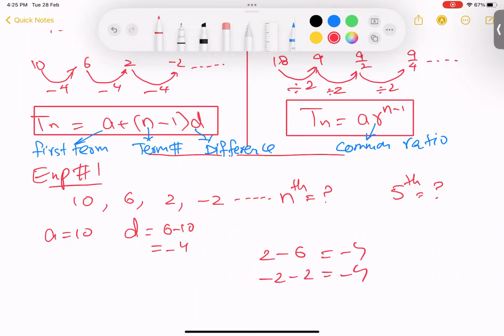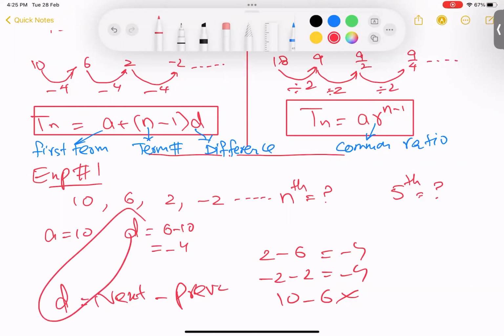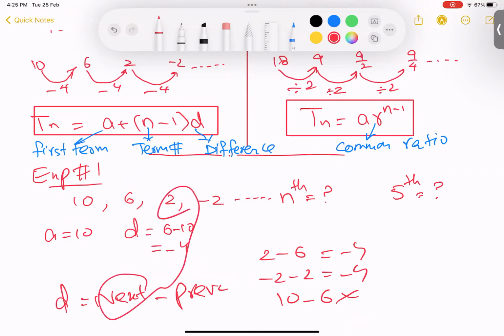Every time make sure, some students by mistake say 10 minus 6, wrong. 10 minus 6 is wrong. Why? Because logically, what is the right technique? Next term minus previous term will give you d. I repeat my words. This d we get how? The next term minus the previous term. Next term is 6 and previous term is 10. Or next term is 2, previous term is 6. I believe you got the point. So the point is very clear.